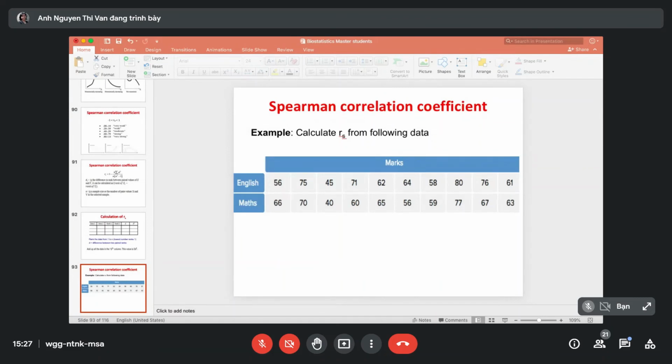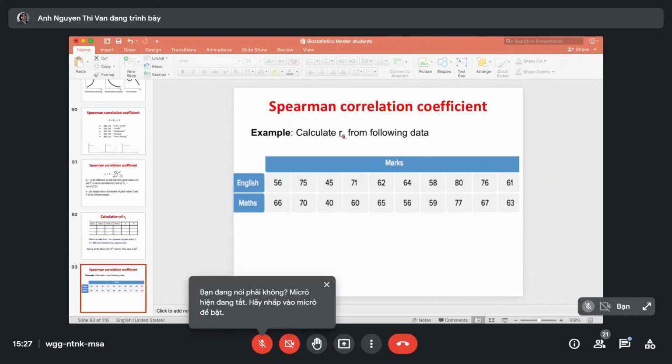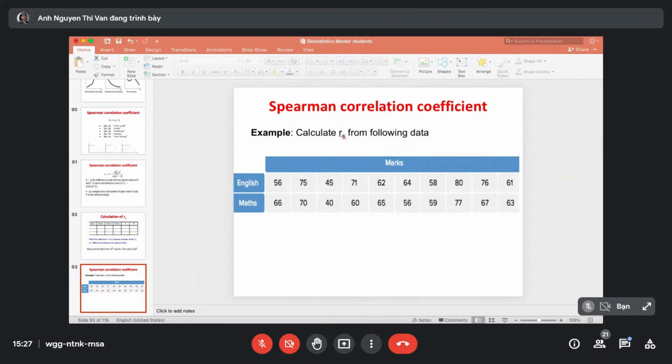I have not checked the normality. Do we need to check the normality of the data? I think no. You don't know? I think we don't need to check the normality.